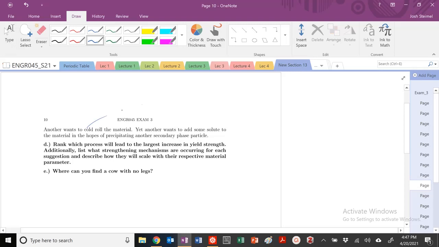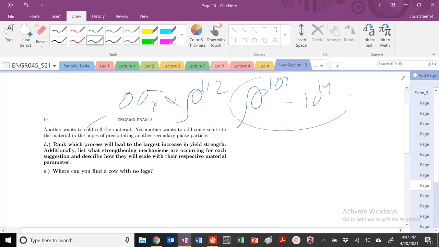So, cold rolling, we know that our change in yield stress scales as dislocation density to the 1/2. Our dislocation densities can vary from 10 to the 7th to values of 10 to the 14. So that's going to be our biggest push. Annealing will increase our grain size, and we know change in yield stress is proportional to grain size to the -1. If we anneal, our grain size increases and our dislocation density decreases. So that will be the worst.